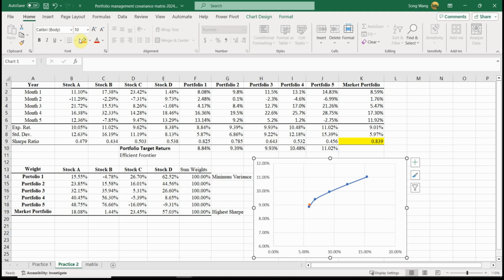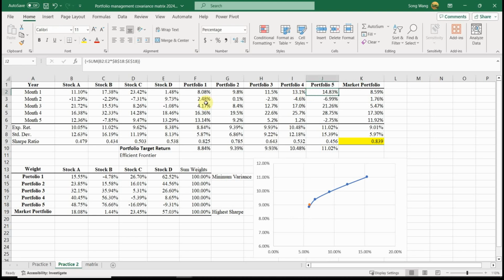Okay, so this part is done, and the next is, well, you can see we had a very hard time calculating all the returns for each portfolio for each month before we can calculate their expected return and the standard deviation. Okay, there's another way to do it.